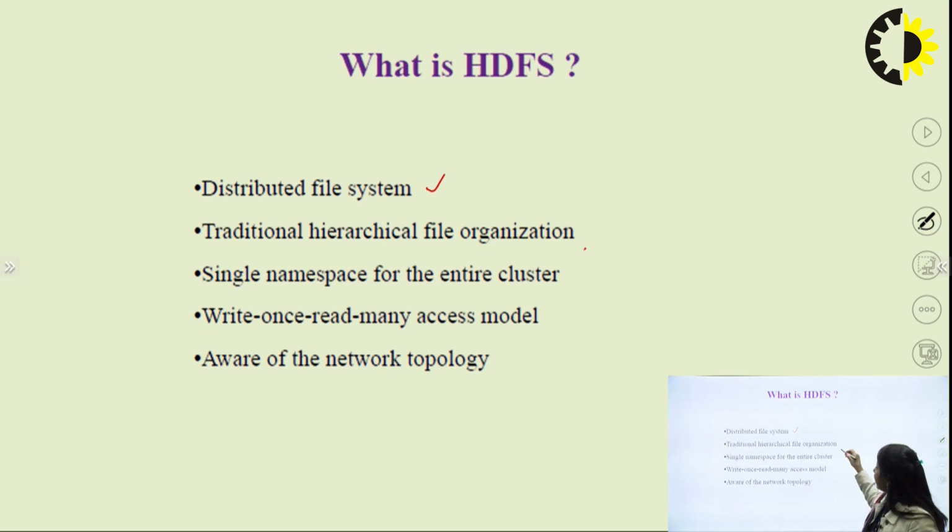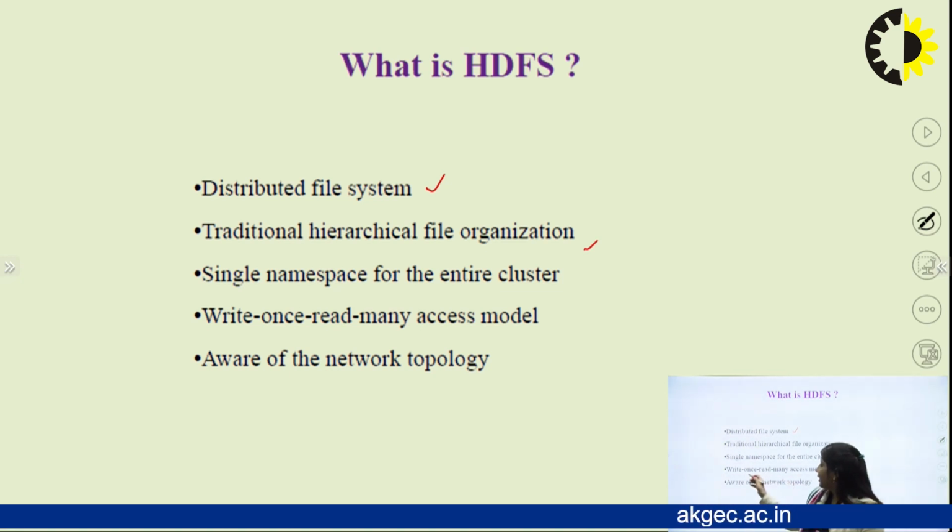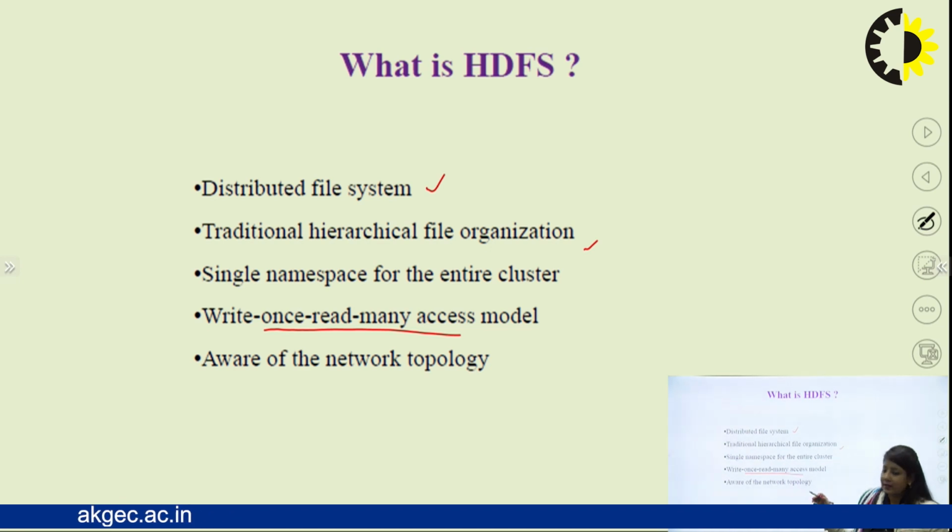Traditional hierarchical file organization. The file organization is the same as we have on our single file system. Single namespace for the entire cluster. It means we have a single database, but we have divided that data into a number of blocks. Write once, read many access model. In this model, write once means we assign or map the task to that data node, and that will be frozen, but we can repeat that block for read purposes.